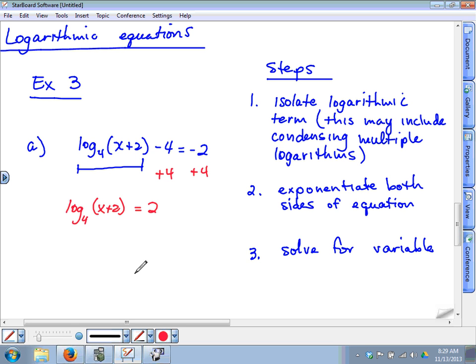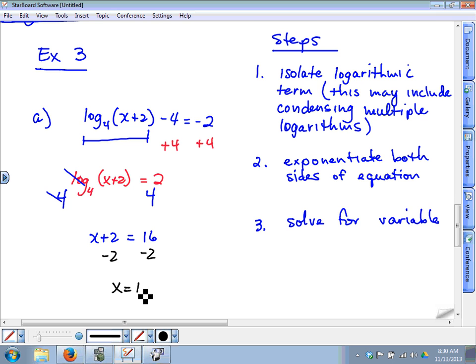Step 2, exponentiate. That doesn't mean raise both sides to a power. That means these become powers, and you have to put a base. Which base are we going to use here? Base of 4. Exponentiate means you put a base and allow these expressions to become exponents. So if you have a base of 4 and then the exponent is a log base 4, those cancel each other out. So on the left side you just have x plus 2. On the right side you have 4 squared, which is 16. So that was step 2, exponentiate both sides. Step 3, solve for the variable. These are pretty easy, aren't they?